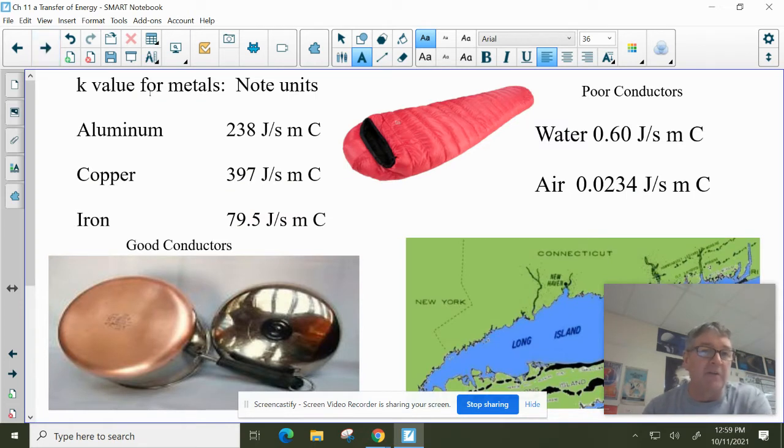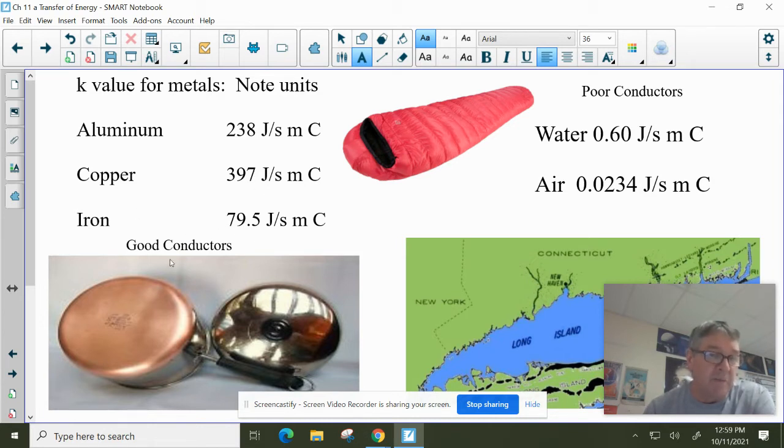This is called the K value. And the units, don't worry about them too much, but for metals like aluminum, copper, and iron, it's how many joules per second over a certain distance or a certain temperature. So it's the rate of energy transfer: how quickly can that energy move through this material? If I have a chunk of aluminum, it moves relatively quickly. Copper is even better, with a higher conductivity. The higher the number, the higher the conductivity. And iron is still good.